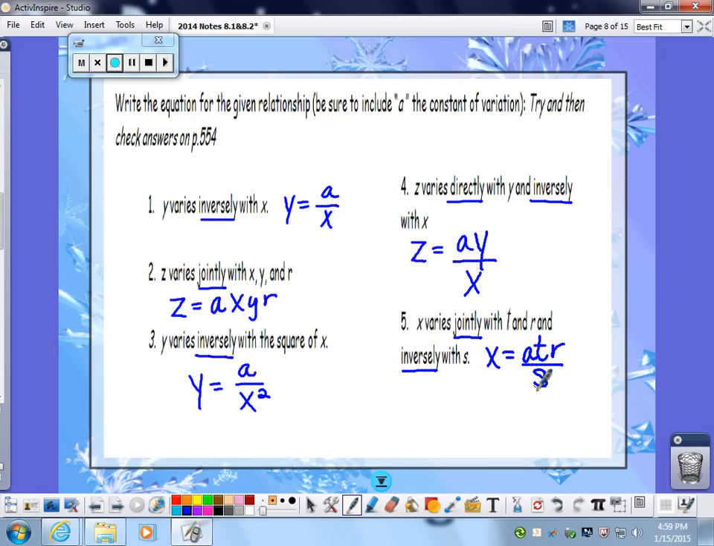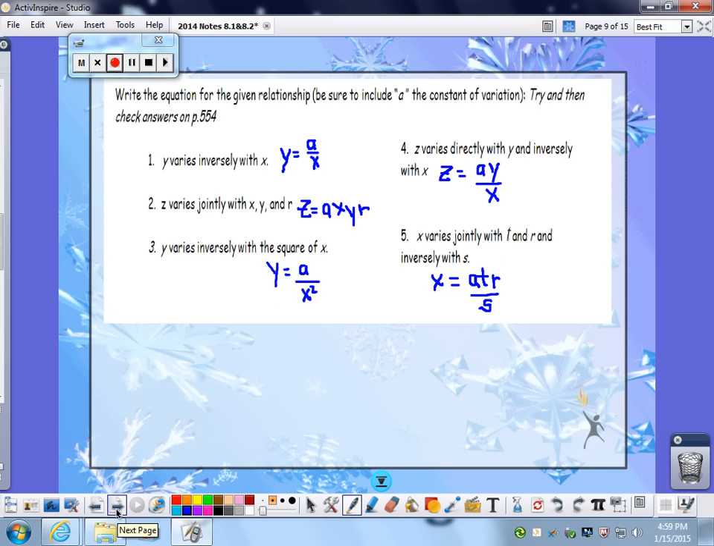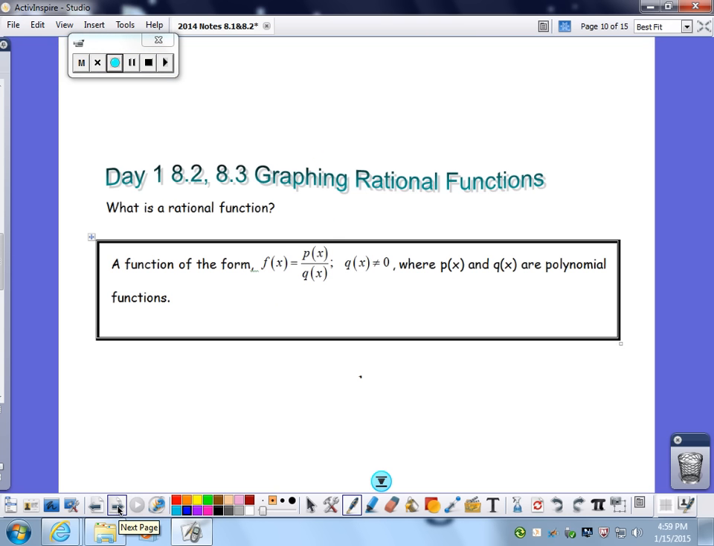All right, second part of our notes here. Goal number 2. We're going to be graphing rational functions. So first of all, what's a rational function? Rational means fraction. So that's going to be the quotient of 2 polynomials, a function of the form f of x equals p of x over q of x. Now remember, denominator can't be 0, so that's why we have that restriction. Q of x cannot equal 0. We're not going to be able to ever divide by 0.